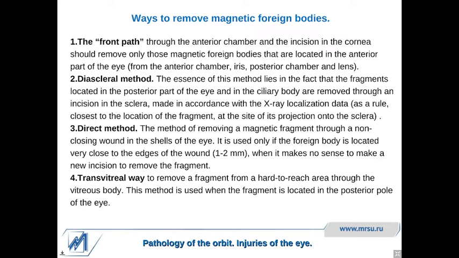And the last is the direct method, the method of removing magnetic fragments through a non-closing wound in the shell of the eye. It is used only if the foreign body is located very close to the edge of the wound, 1 or 2 millimeters from the wound or in the wound, when it makes no sense to make additional incisions to remove the fragment. These are the four variants of removing.